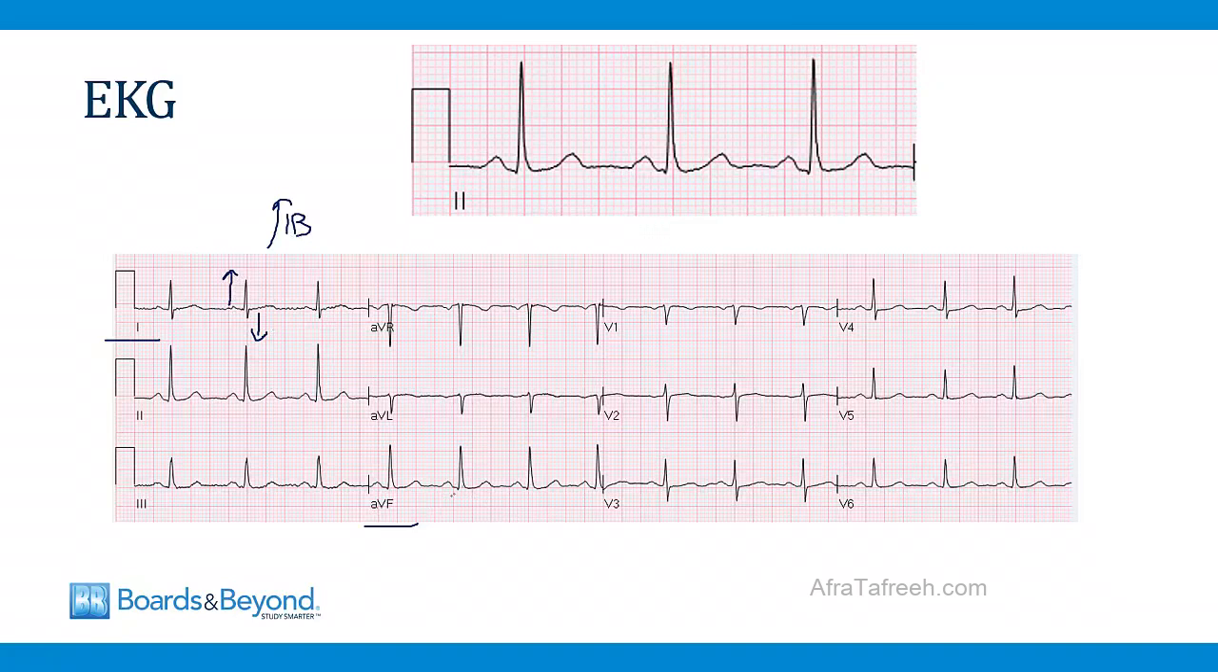Now if we look at lead aVF, we can see that it has only an upward deflection, and that upward deflection is about 2.5 big boxes. So we're going to say that lead aVF has an upward deflection of 2.5 big boxes. Once we know this, the overall vector of lead 1 and lead aVF, we can determine the QRS axis.